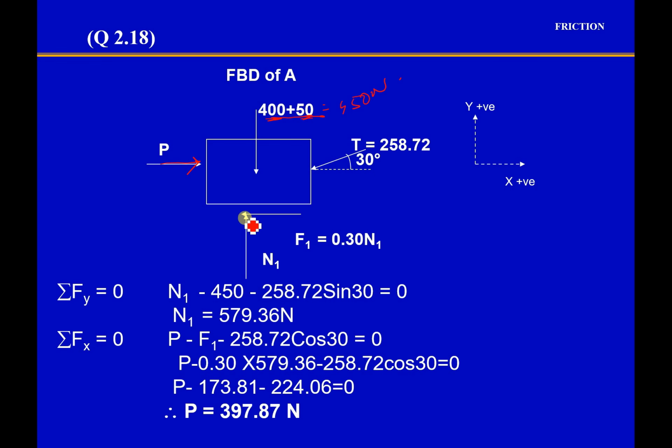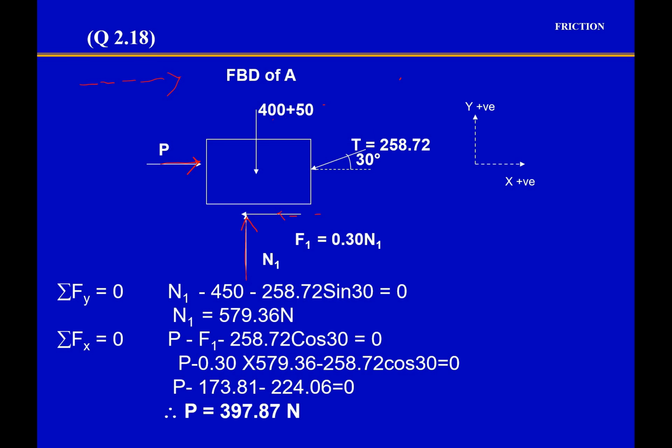This block is also going to get a normal reaction, which is N1. Since the impending motion is in this direction, the friction actually comes in this direction. You know already the mu value is given 0.3. So you can find out the frictional force mu times N. Since it is in impending motion, you can write this equation. We have explained this concept in our class. Then you have the force T 258.72 that we have calculated earlier, that is coming from the strut. So these are all forces on your free body diagram A.